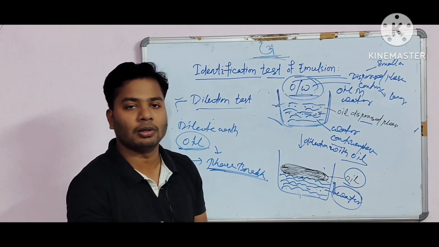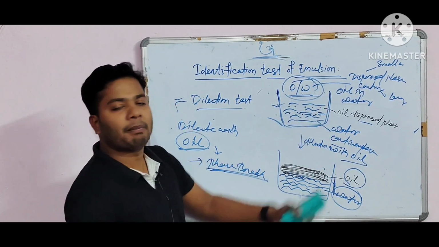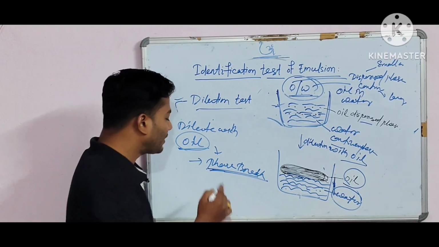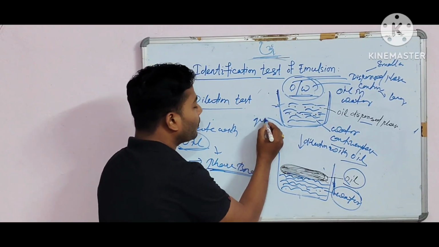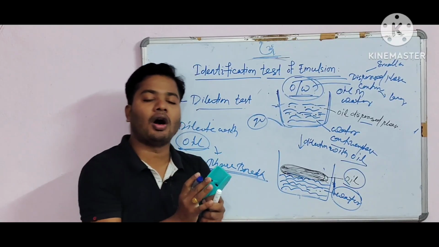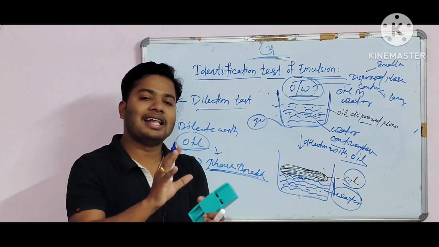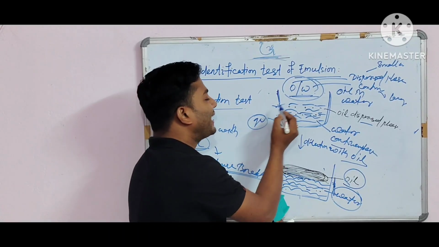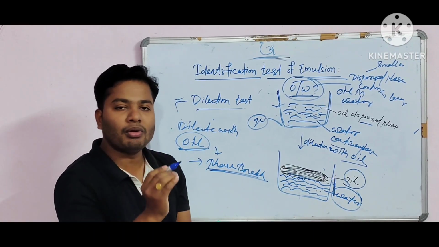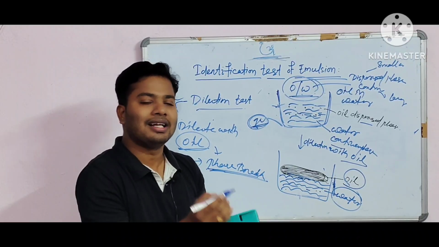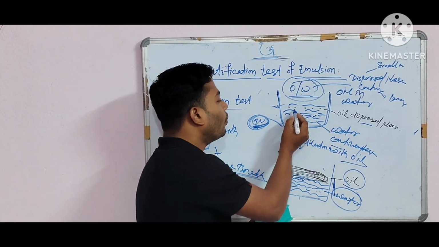So how is it possible? All of you know that before preparation of any type of emulsion, you first have to calculate the amount of gum. That gum is used as the emulsifying agent, and that amount is sufficient to create a barrier between the globules or a film on the surface of the globules. That's why they stay miscible with each other.